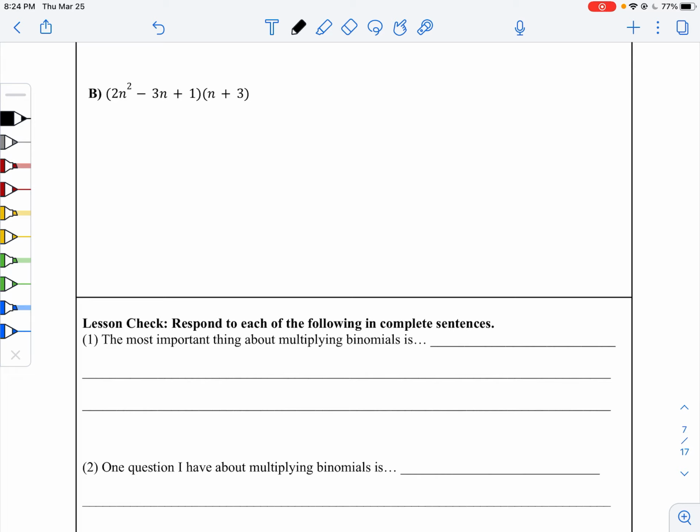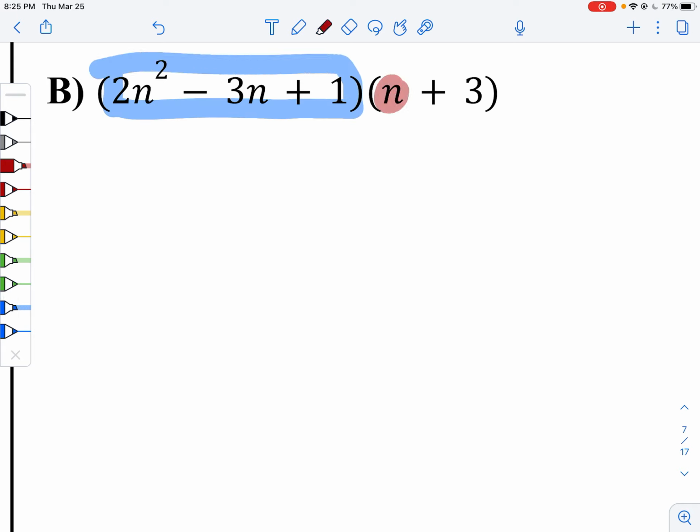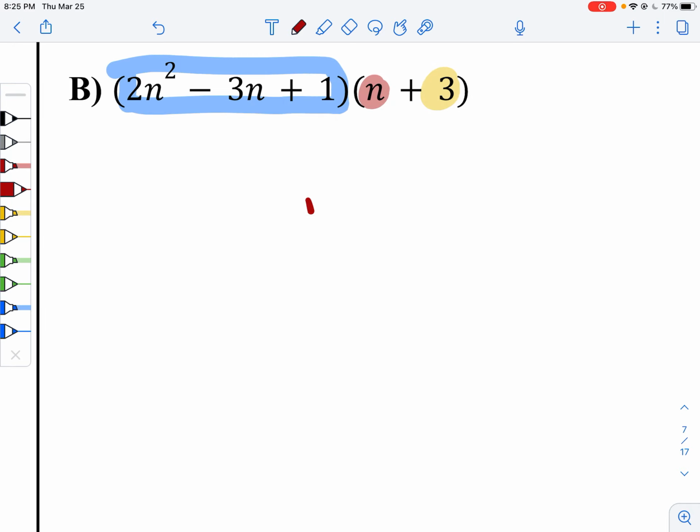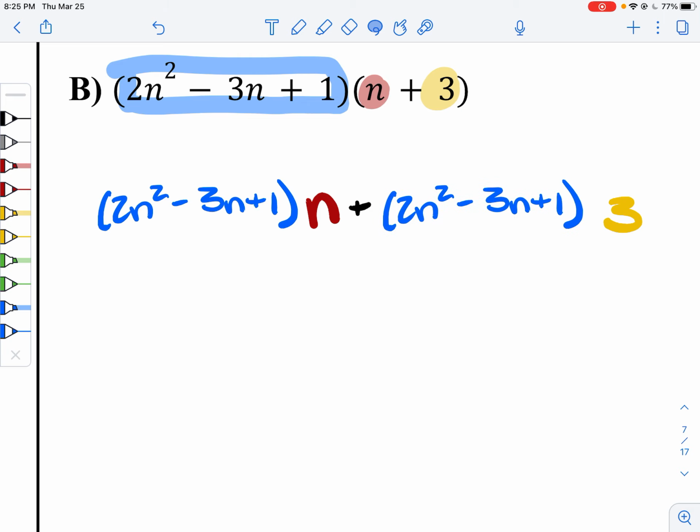Same process works. I'll do this one horizontally for you guys. Again, we're going to distribute our n and our 3 into these. So we've got our blue box times n plus our blue box times 3. But what goes in our blue box? 2n squared minus 3n plus 1. Whatever that quantity is, we don't know because we don't know what n is. But we do know that we can distribute it into n and 3. Now I'm going to distribute n into this trinomial right there.